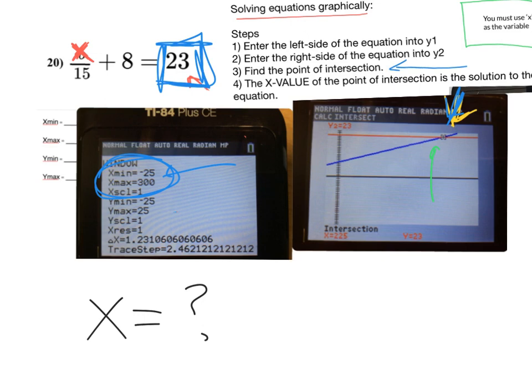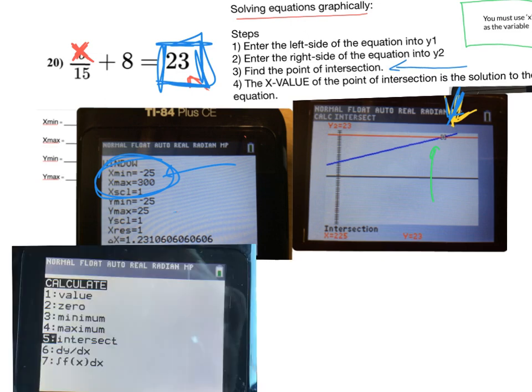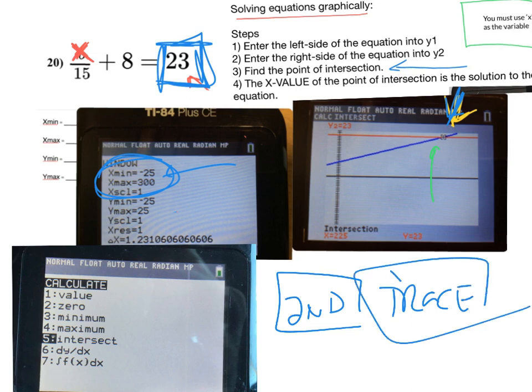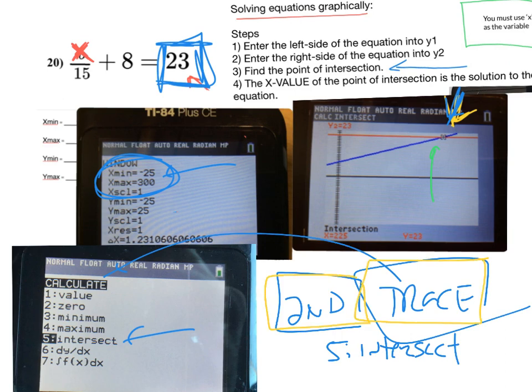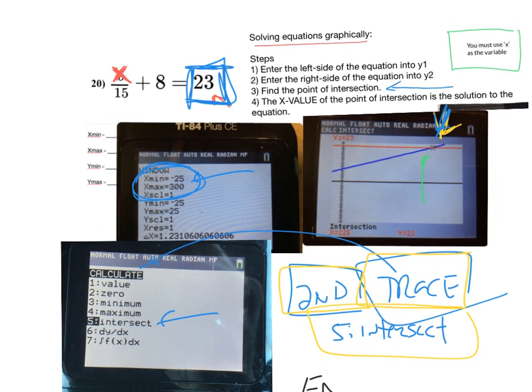Now what we want to do is tell the calculator to find the point of intersection. So we're going to go to second and then trace for calculate. We're going to go down to option 5 for intersect. And then you basically press enter 3 times. So what you do is you go to second and trace, option 5 for intersect, and then the key to the problem is just pressing enter 3 times.